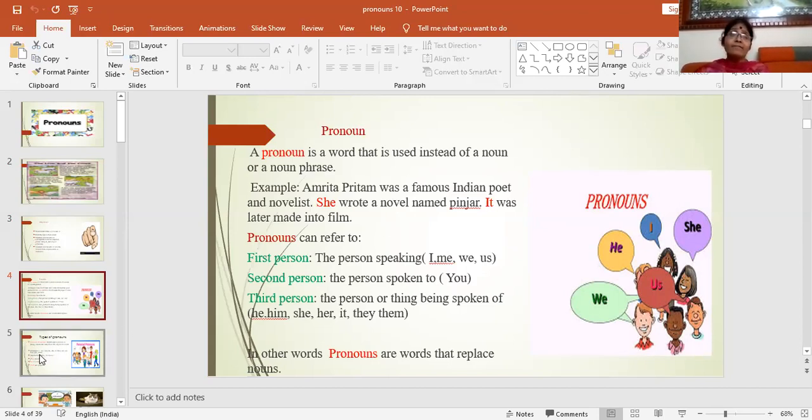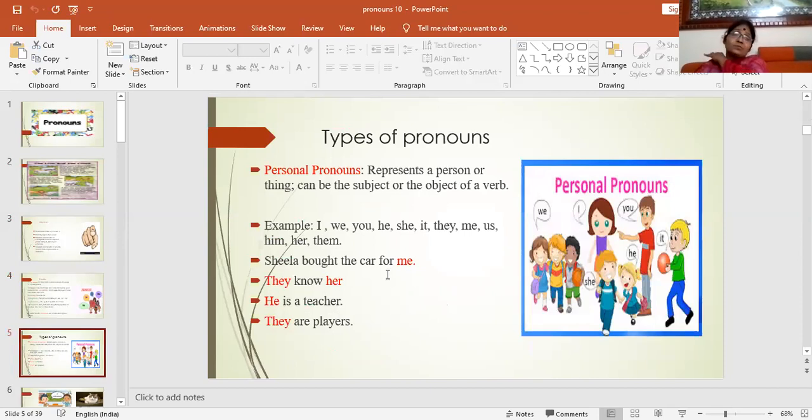Now we have different types of pronouns. First type of pronoun is personal pronoun. Now look at this picture.